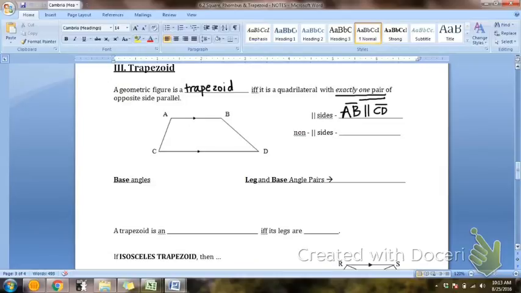These are called the bases. The sides that are parallel are called the bases. Okay, and so the non-parallel sides would be AC and BD. These sides are called legs.